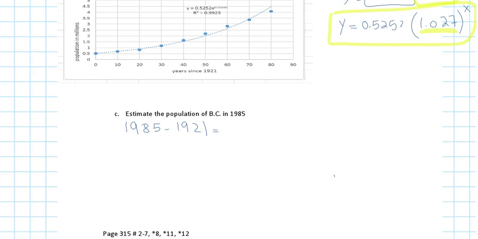Okay? Now what do I do with that? Put that in the exponent. Yeah, that's x, right? So then you're going to use your equation and replace x with 64, because you're looking at the population. So that's about 2.9 million.